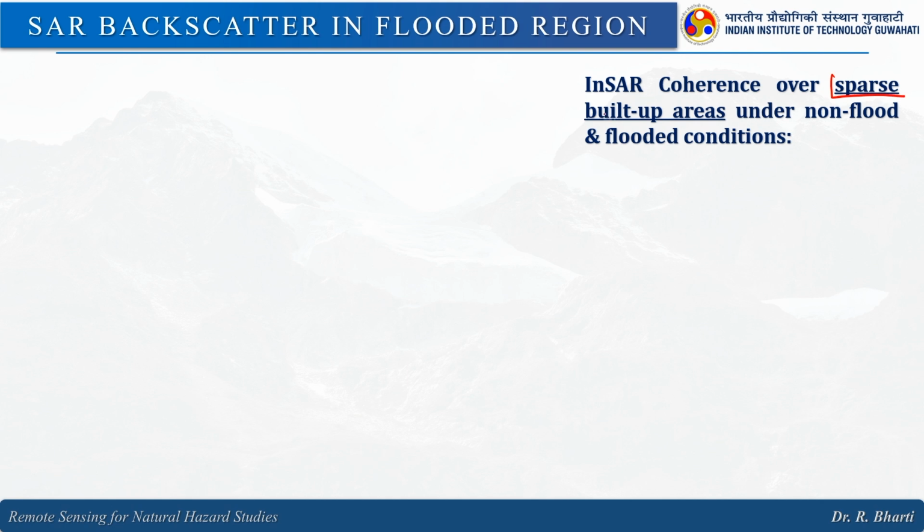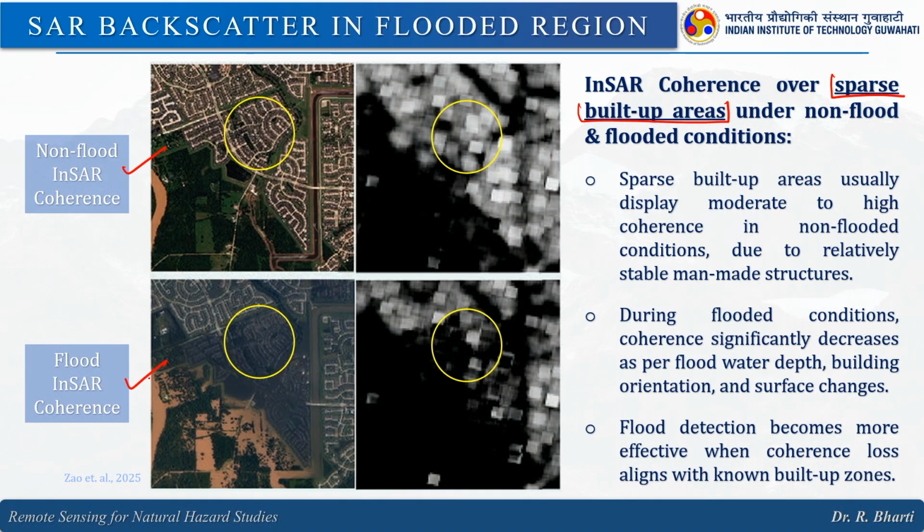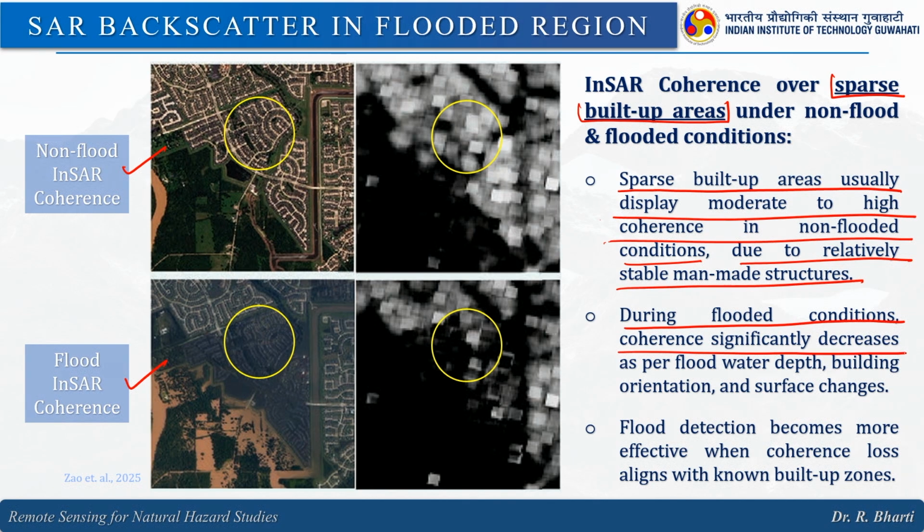When we have sparse built up areas, here this is the normal condition, this is the flood condition. Sparse built up areas usually display moderate to high coherence in non-flooded condition due to relatively stable man-made structures. During flooded condition, coherence significantly decreases depending on flood water depth, building orientation and surface changes, right. Flood detection becomes more effective when coherence loss aligns with known built up zones and they are utilized together.